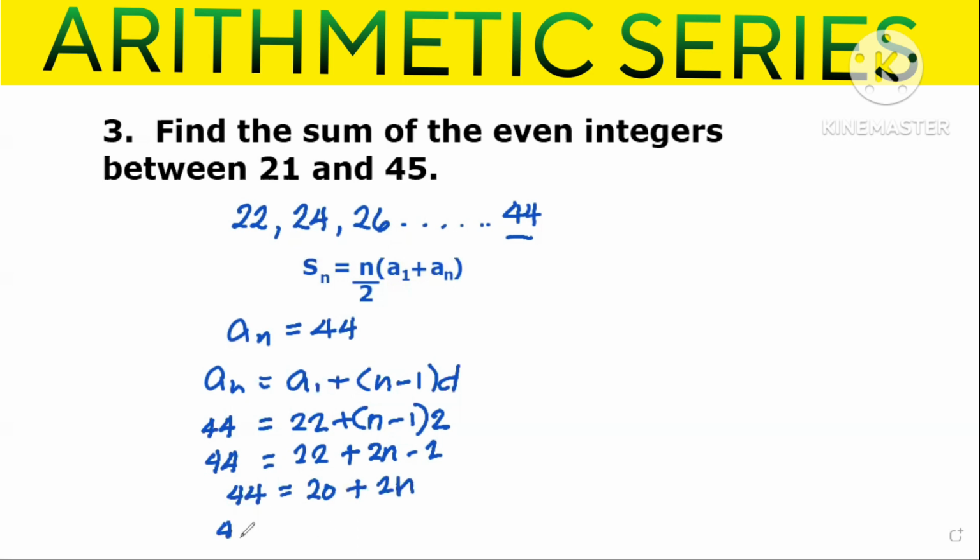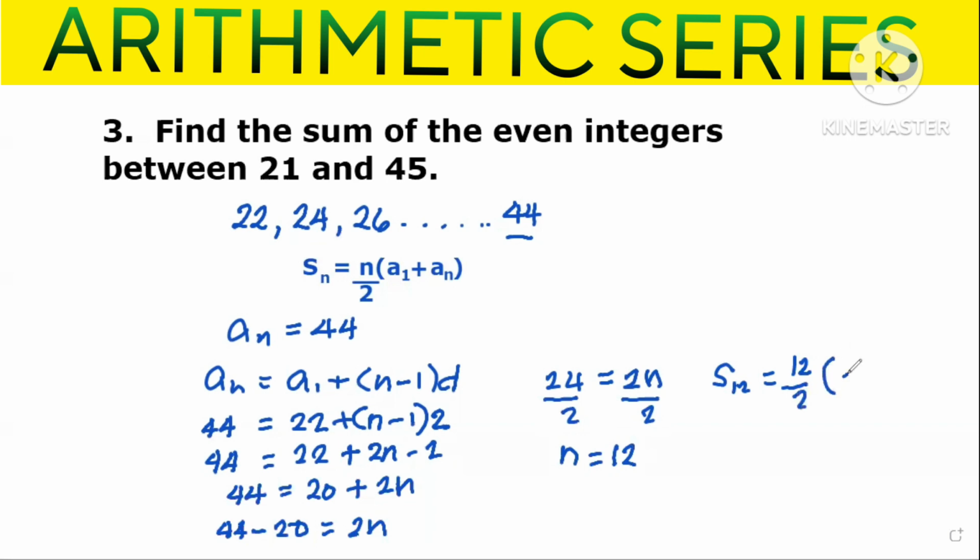Transposing 20 to the left-hand side of the equation, we have 44 minus 20 is equal to 2n. Now, 44 minus 20 is 24 equals 2n. And dividing both sides by 2, so n is equal to 12. So meron na tayong n, we can now use the formula. So since n is equal to 12, s sub 12 is equal to n over 2, so that's 12 over 2.